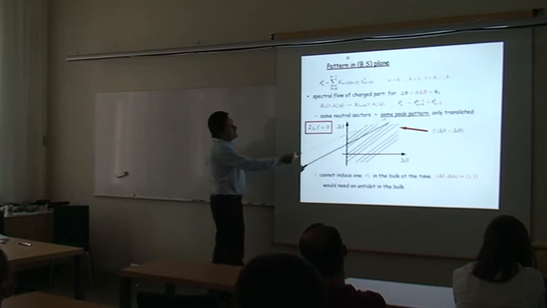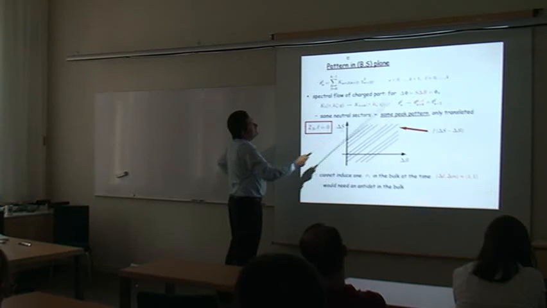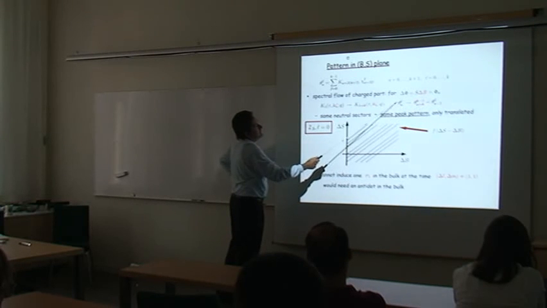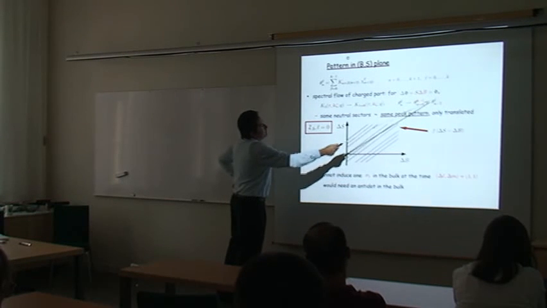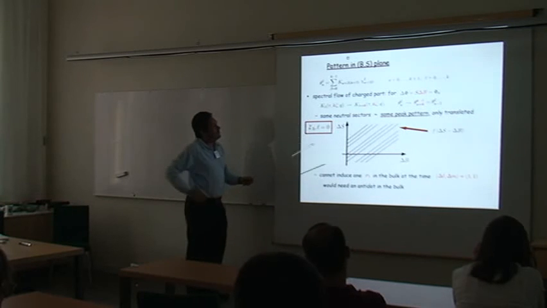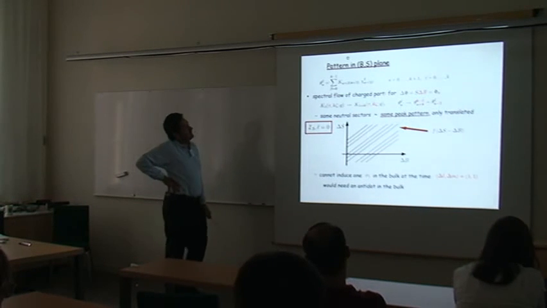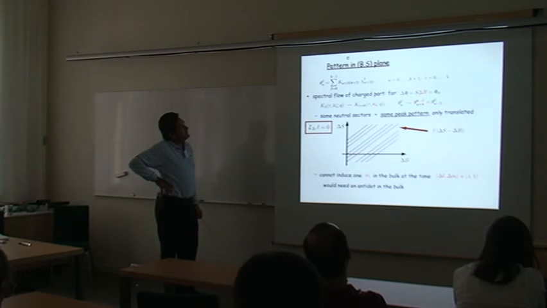But because this object has a periodicity, you obtain back the same sector. So you don't change the sector. When you add the magnetic field, you don't change the sector.